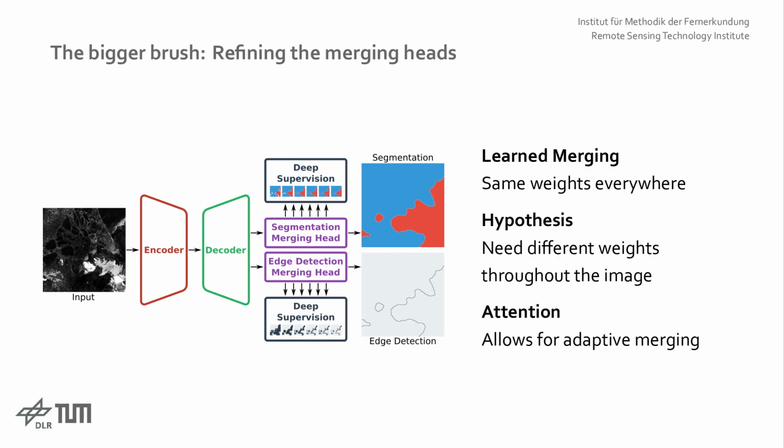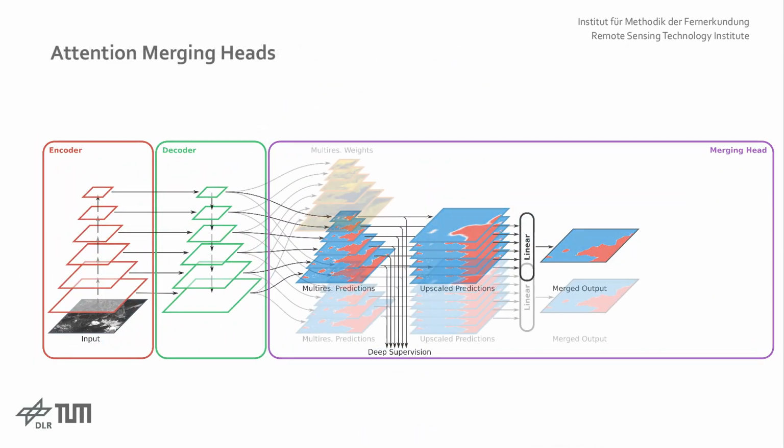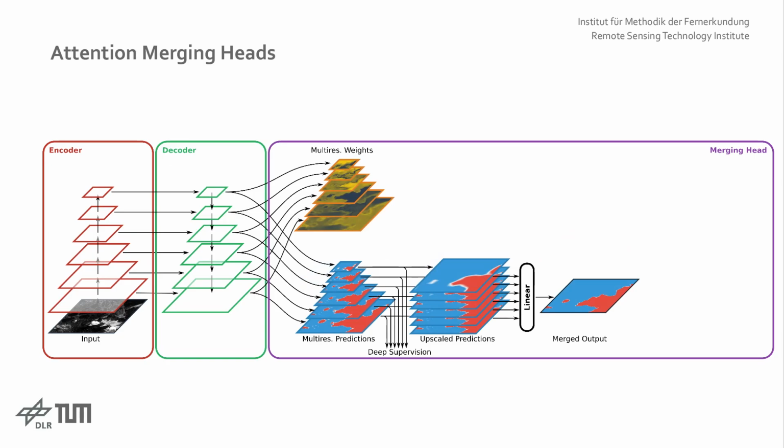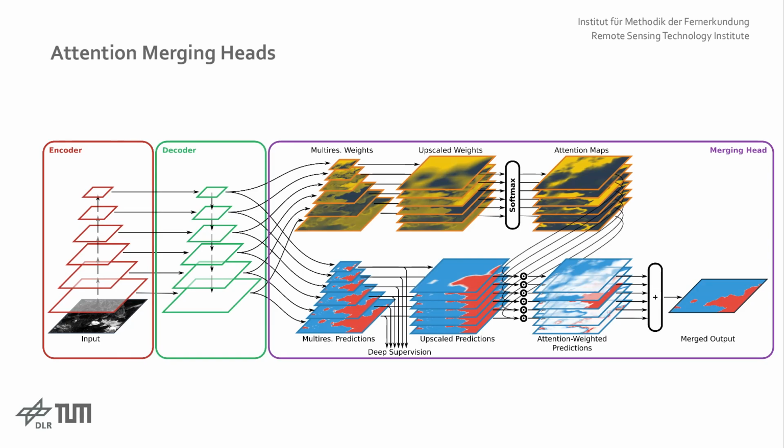So how can we put that into our model? Additionally to the multi-resolution predictions, we now also predict weights for each resolution level. These are then upscaled just like the predictions. Then we apply a softmax operator so that the attention weights sum up to 1 for each pixel. Now we can use these attention maps instead of the learned merging weights to merge our predictions into the final output.